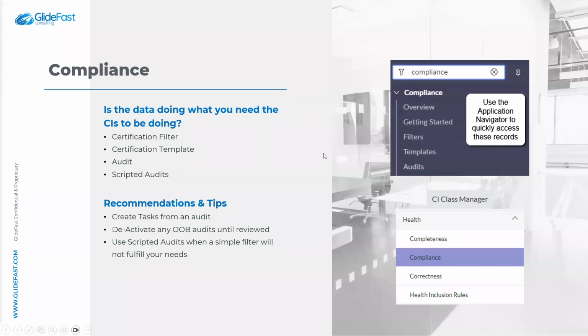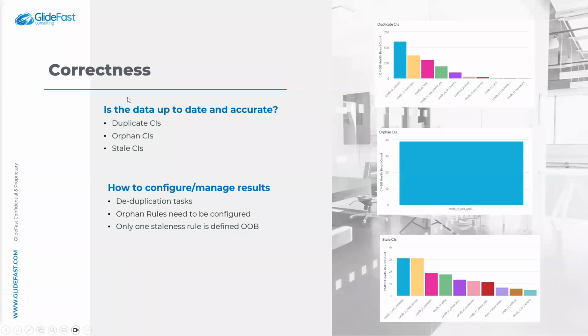So that's compliance in a nutshell. As you saw, you can get a lot deeper on that. All right, correctness. This is where I think most of the value is going to be achieved here. So we're looking at things like duplicate CIs, orphan CIs, and stale CIs. And we're going to be looking at how we configure and manage these results.